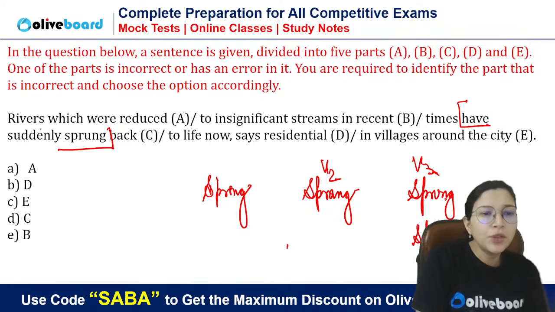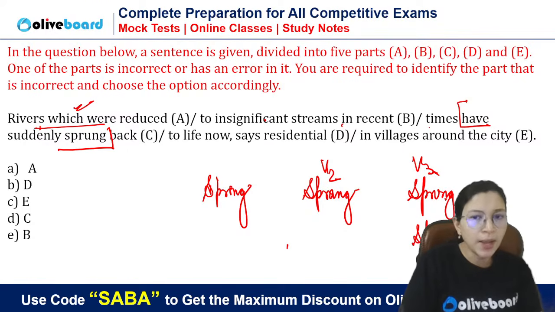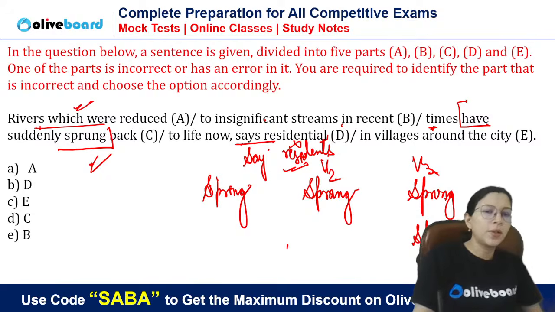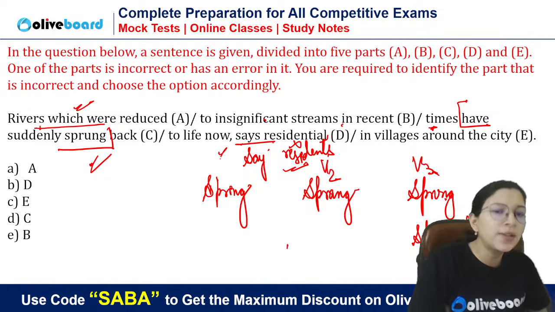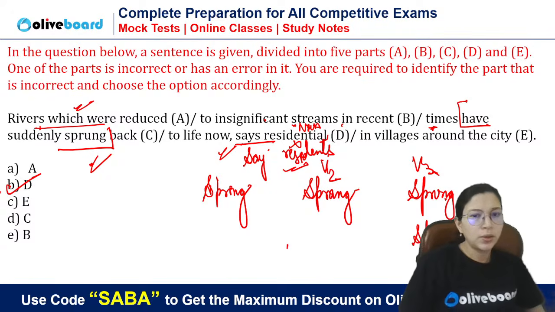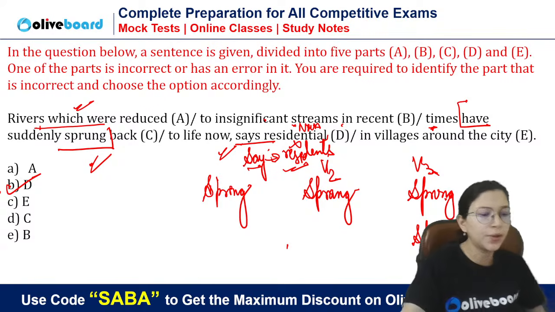Rivers which were reduced to insignificant streams in recent times have suddenly sprung back to life, says resident in villages. Actually it will be say residents in villages, because we are talking about villages now. Say residents in villages means residents are saying around the city. Is it clear? Residential is wrong because we need a noun, we do not need an adjective, so the error is in D part, it will be BD. Clear? Yes. Residents in villages. And when you say residents, it will be say because inversion form is used here. Okay.